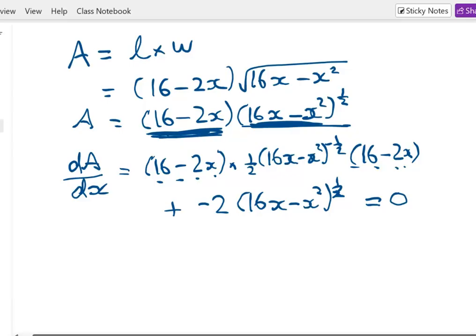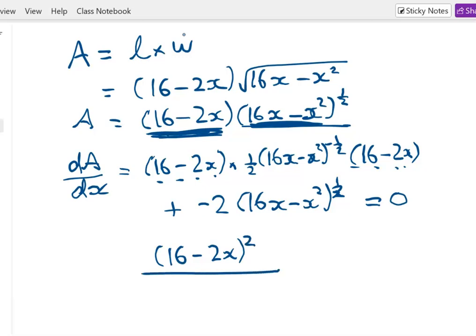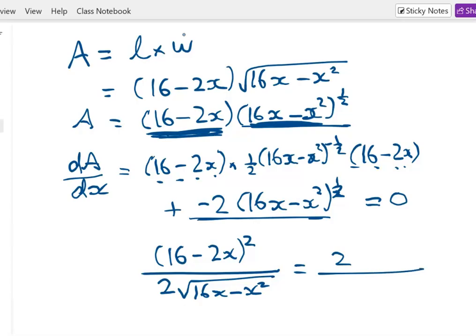Now, this is where I'm going to write it in surd notation again. So we've got 16 minus 2x squared. And I've got a 2 in there. And then I've got the square root of 16x minus x squared here. I'm going to pull this over to the right-hand side. I'm going to add that to both sides. And here we're going to have a 2 over root 16x minus x squared, right?